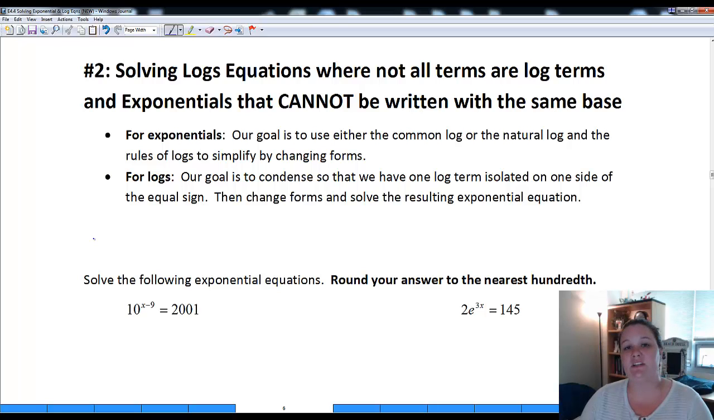Okay. Now when we're dealing with logs, we want to make sure that all our log terms are on one side and isolated, and we want to make sure that we condense them into one. Okay. And then whatever terms don't have a log, we want them on the other side. And once we get one log term equal to just a number, then we can change forms to solve. Okay, so I'm going to go ahead and show you what we're looking at.